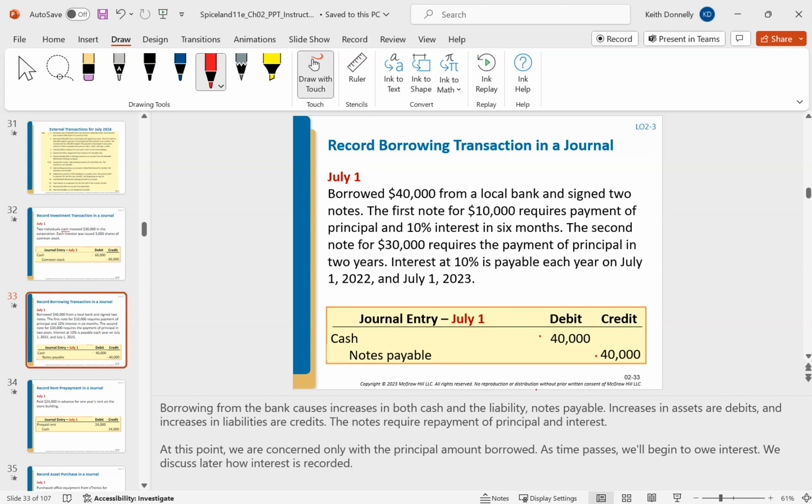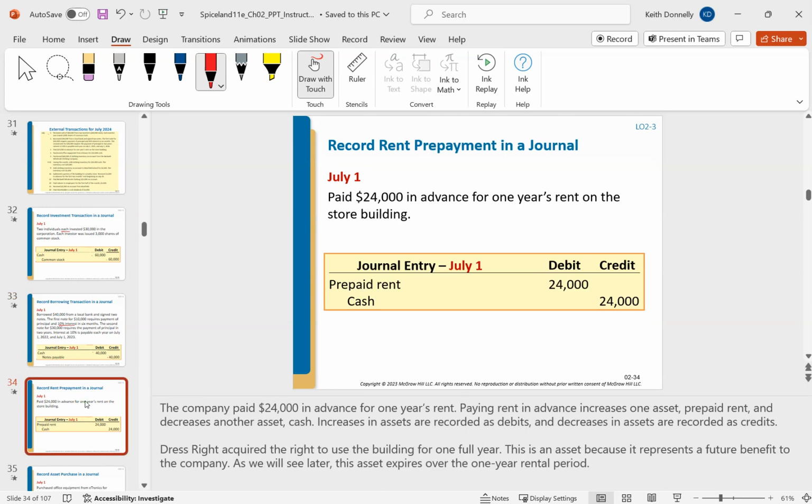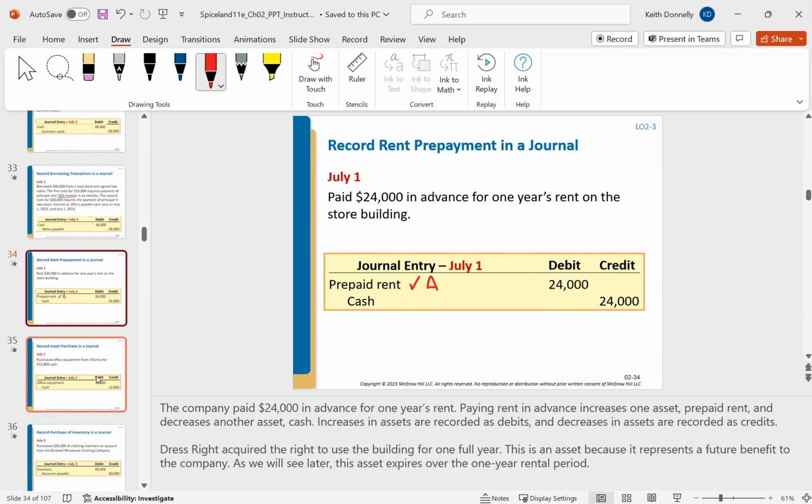Now, one of the things we're going to come back to is that they're charging interest on this note, so we may have to calculate the interest expense in an AJE. Okay, here we paid our rent in advance. Debit prepaid rent, that's an asset, sometimes called a prepaid expense. Credit cash. At the end of the period, we may make an AJE for this if we used some of that.